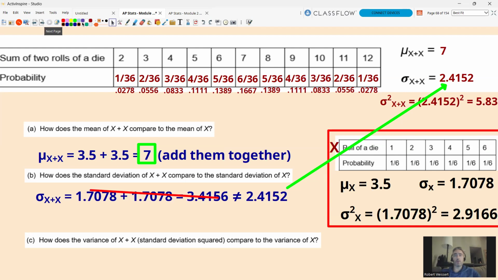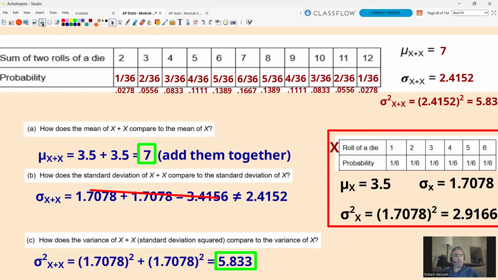So 1.7078 squared is 2.9166. Verify that in your calculator if you'd like. If I add those together, I get 5.833, which is my variance for my combined variables. So that ends up checking out.